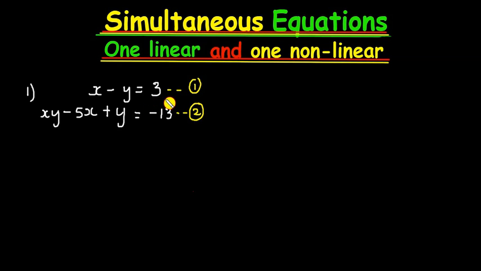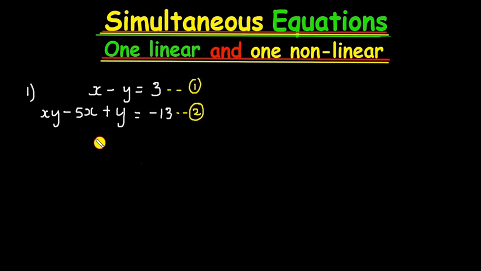Equation 1 is x minus y equal to 3. Equation 2, we have xy minus 5x plus y equal to negative 13. Now let me tell you, it is not as difficult as it looks.